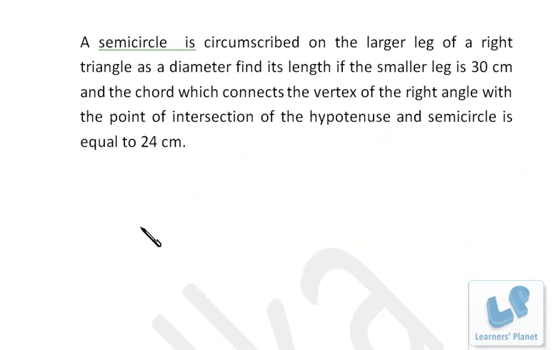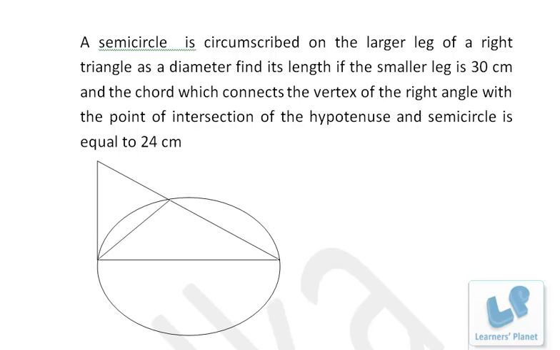Now let's see this problem. A semicircle is circumscribed on the larger leg of a right triangle as a diameter. Find its length if the smaller leg is 30 centimeters and the chord which connects the vertex of the right angle with the point of intersection of the hypotenuse and semicircle is equal to 24 centimeters. Yeah, first of all I draw the diagram for it.